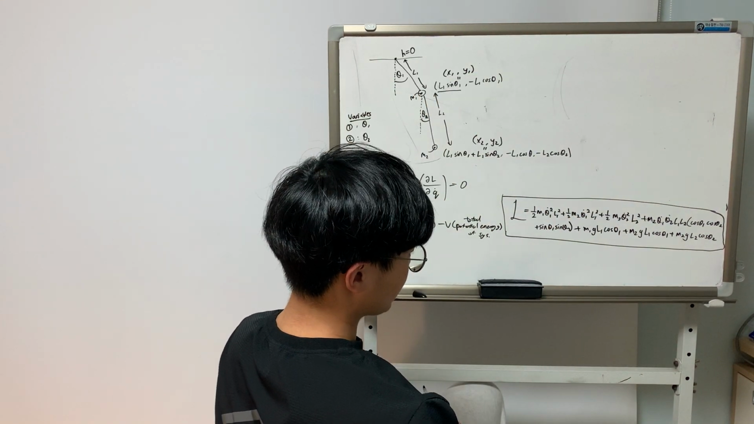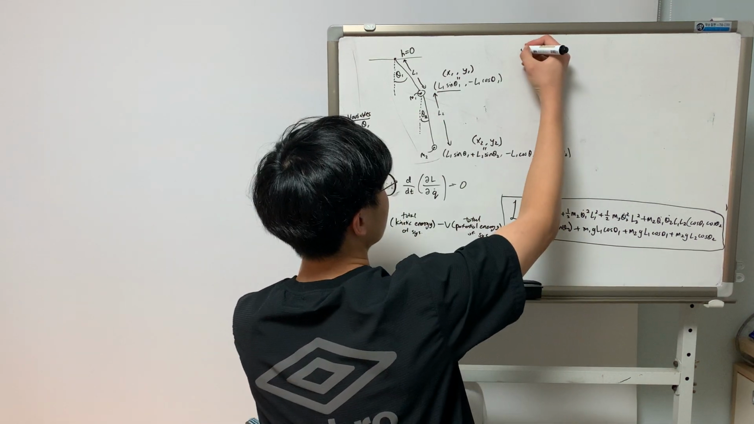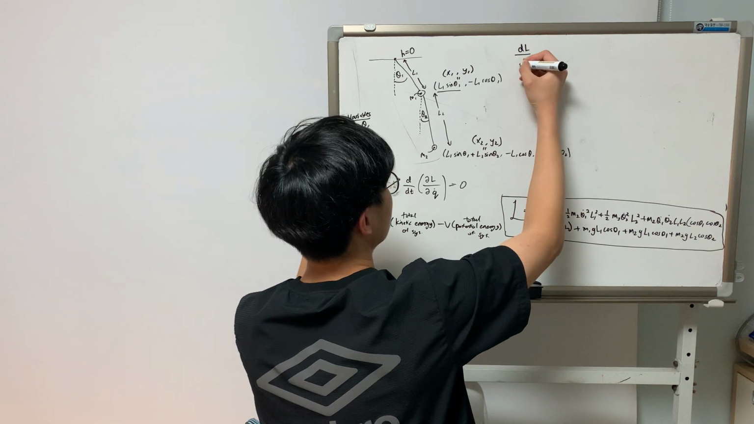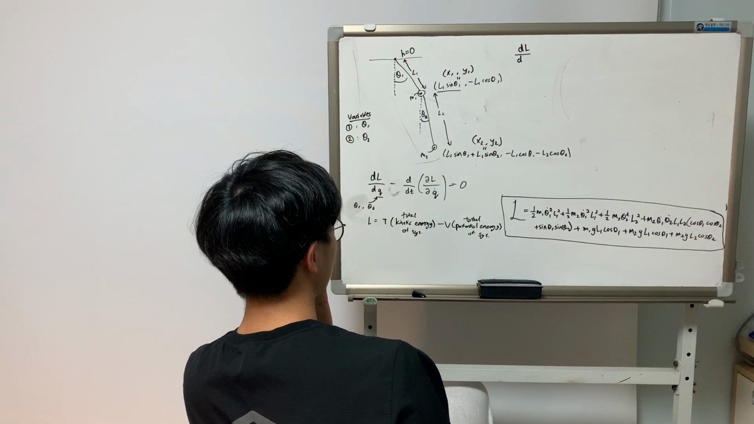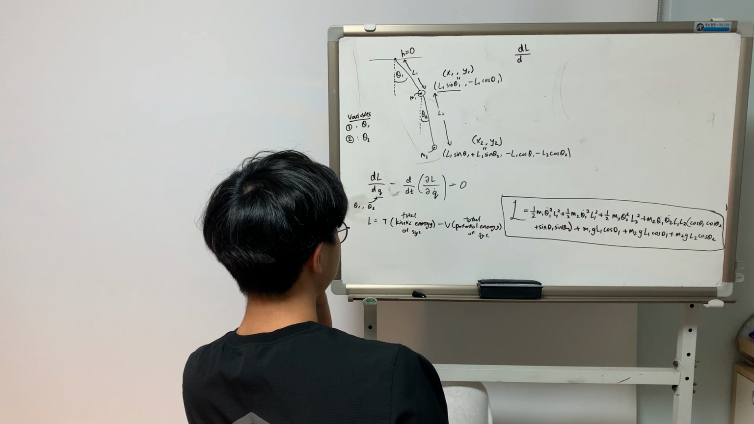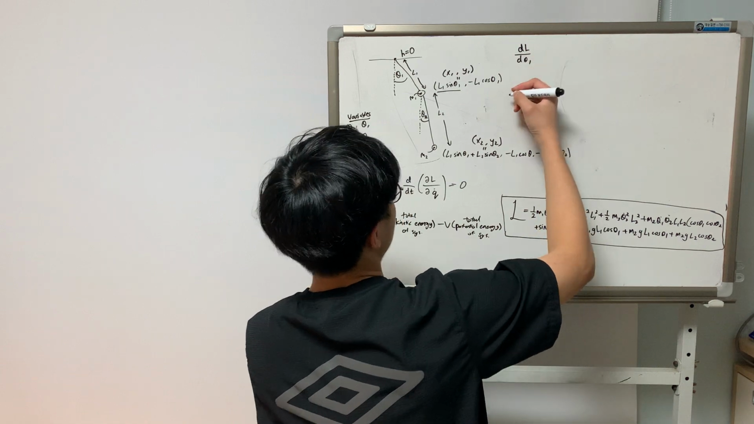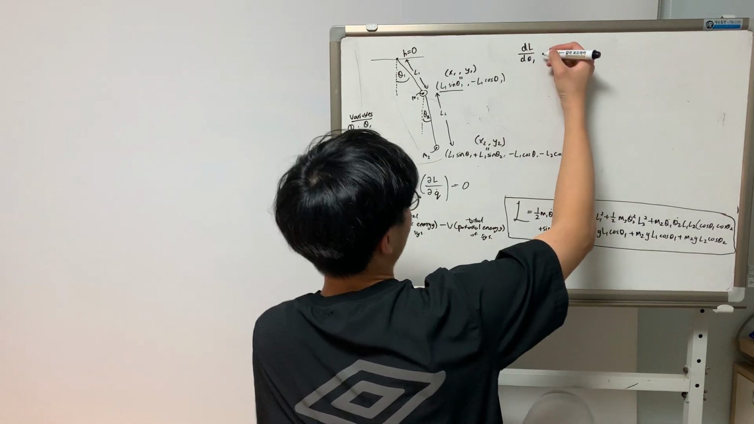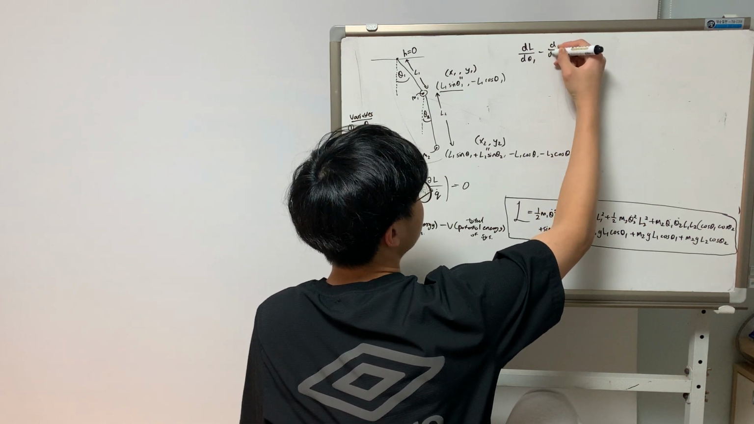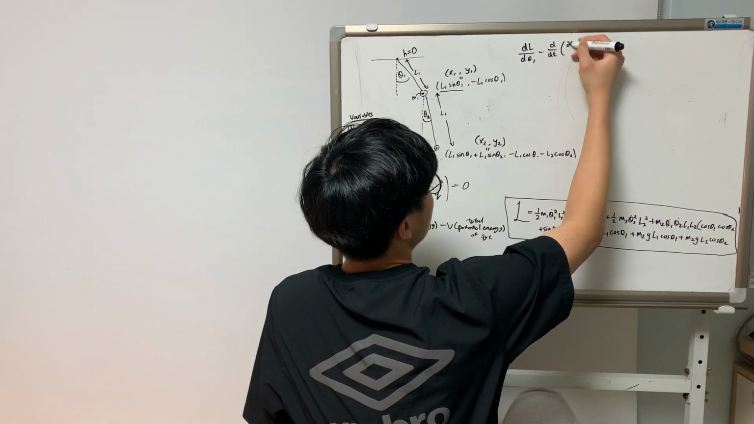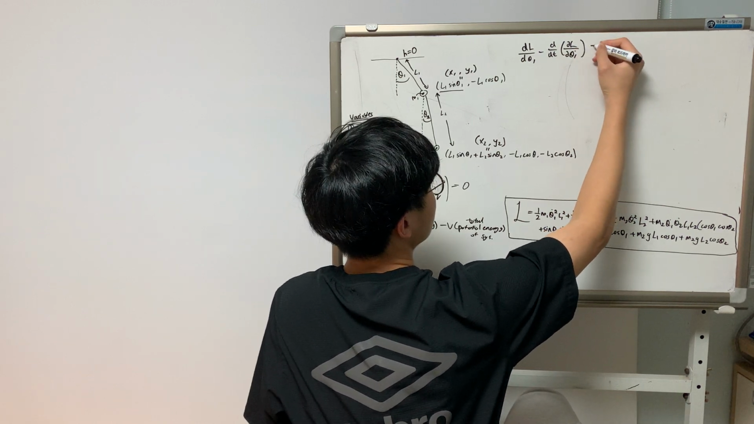And now what we're going to do is solve this equation. What should you do first? I'm going to do theta 1 first. So partial L partial theta 1 minus d over dt of partial L partial theta 1 dot is equal to 0.